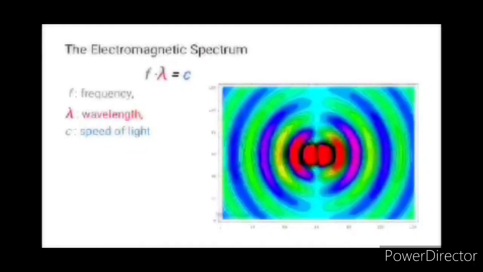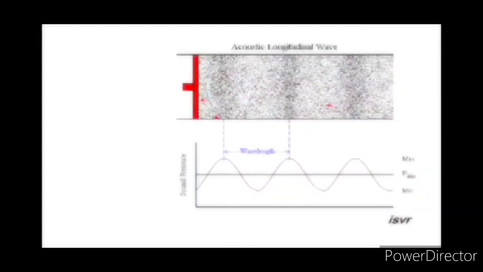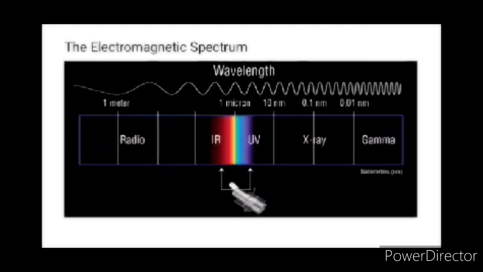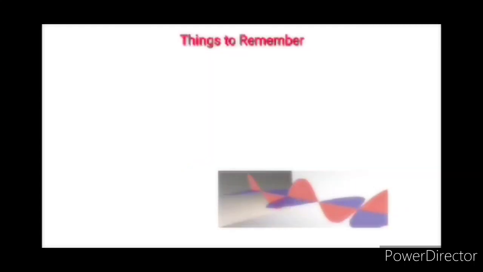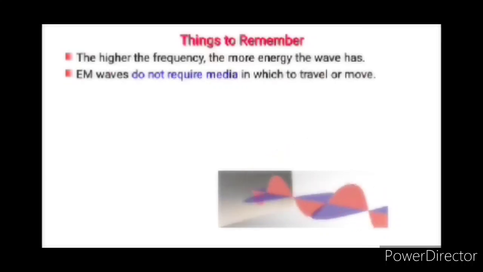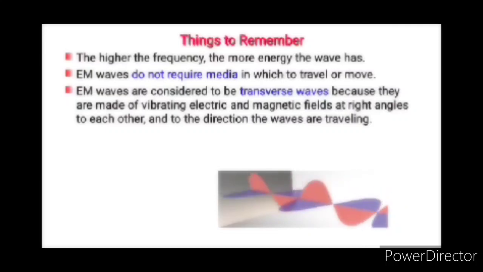If we observe the electromagnetic spectrum, the gamma rays and X-rays have very high energy as their frequency is very large and their wavelength is smaller. As compared to these, radio waves have a very wide spectrum ranging from several meters to several kilometers. Things to remember regarding electromagnetic waves: the higher the frequency, the more energy the wave has. Electromagnetic waves do not require a medium in which to travel. They are considered transverse waves because they are made up of vibrating electric and magnetic fields at right angles to each other and to the direction in which the waves are traveling.